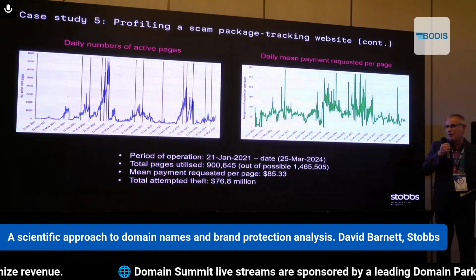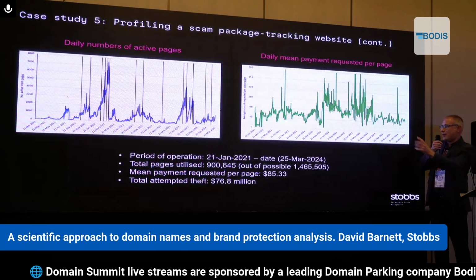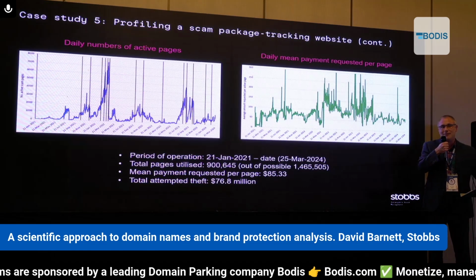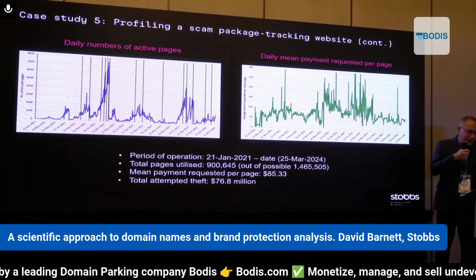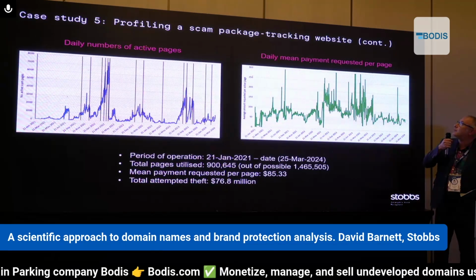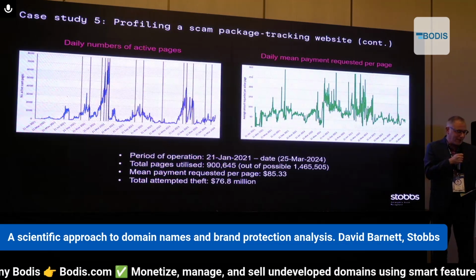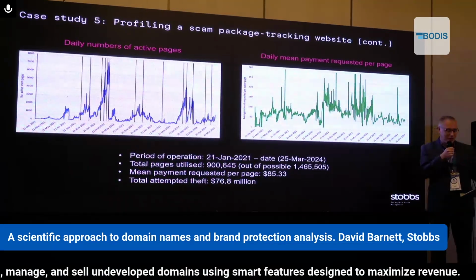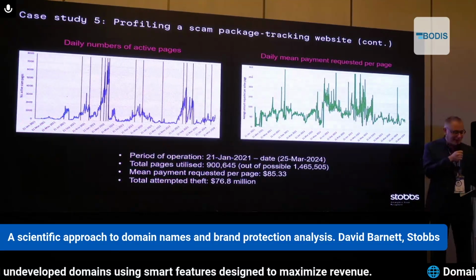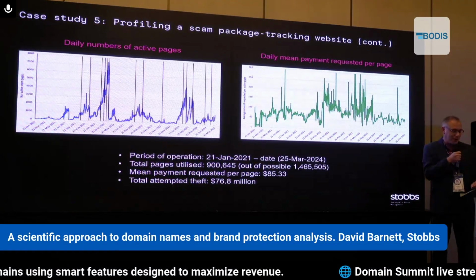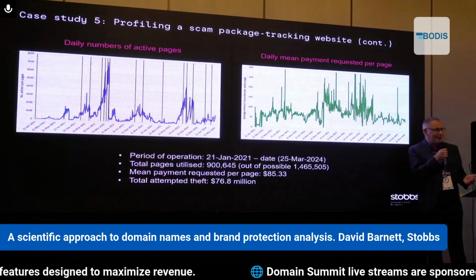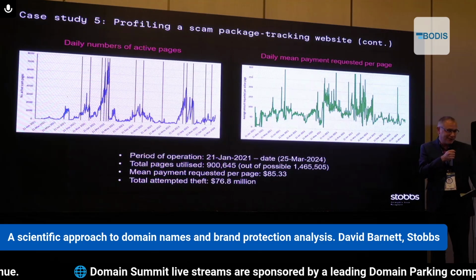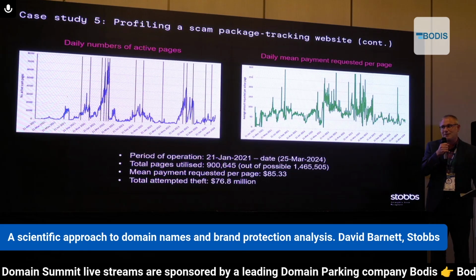Because everything was dated as well, we were able to look at the trends over time. So the left-hand graph is showing the daily numbers of active pages that have been used as part of this scam. And the right-hand graph is showing the mean payment requested per page. Again, the thing to take away from this is that out of that block of 1.4 million pages that could have been used, about 900,000 of them had been actively used, with a mean requested payment on each page of about $85. So what that tells us is that over the period of operation of this site, which was about 2 years, this site had attempted to steal something like $77 million.